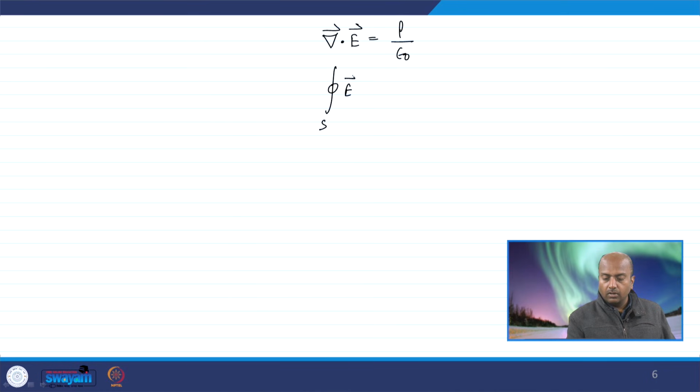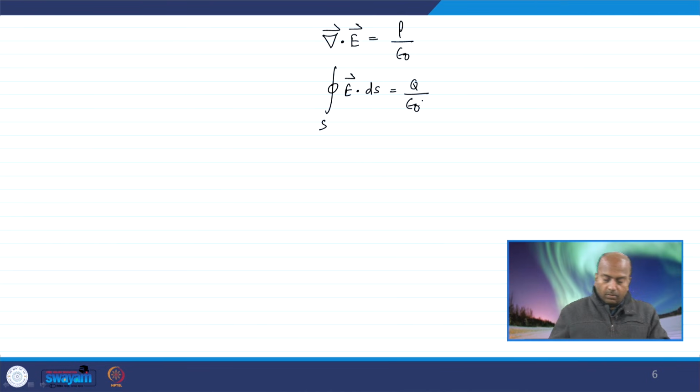Okay. Now let us bring in Gauss's law, which is del dot E equals charge density divided by epsilon naught. We write it in the integral form: integral over a surface E dot ds is equal to q by epsilon naught. Okay, what is the meaning of this? The electric field will be 1 by epsilon naught times the total charge that is enclosed within the closed surface.